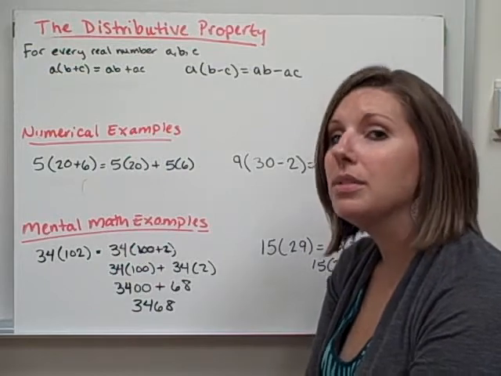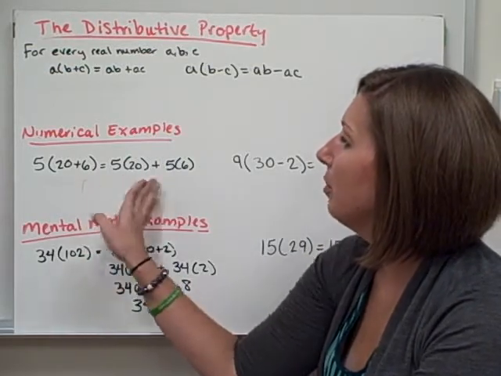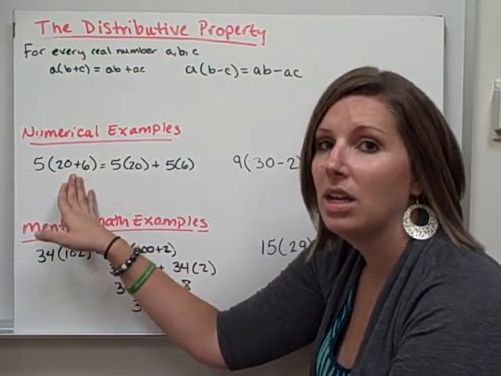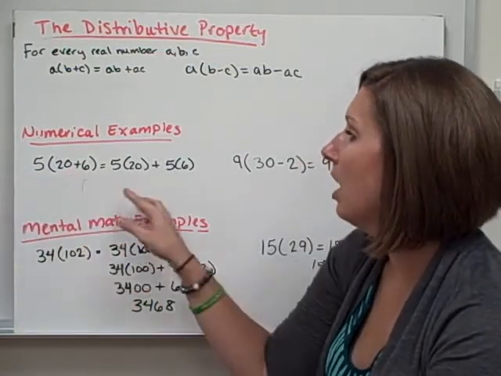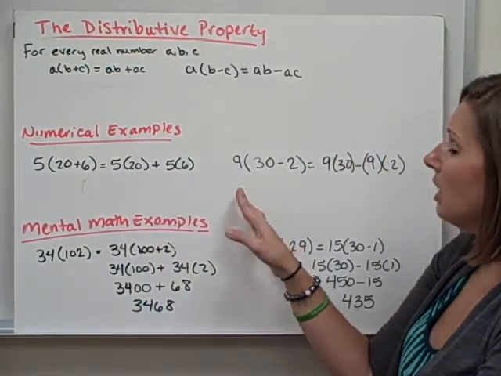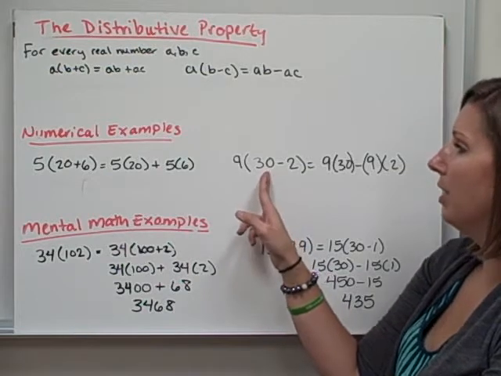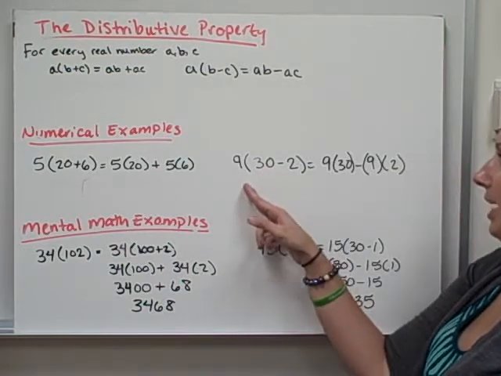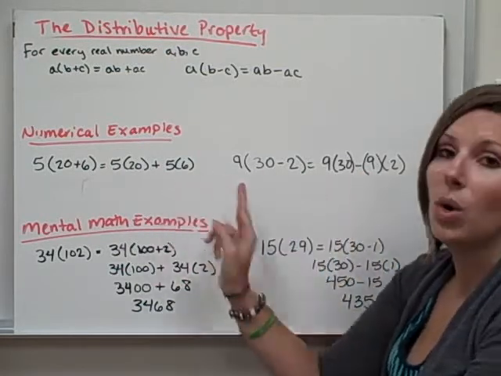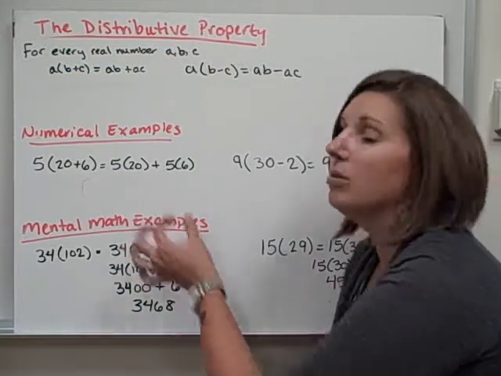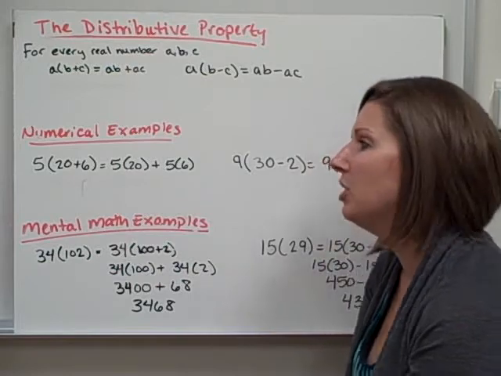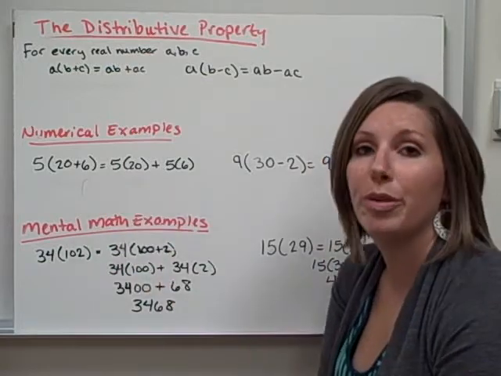Some numerical examples of using the distributive property will be as so. 5 times the quantity of 20 plus 6. Well, that means 5 times 20 plus 5 times 6. I've also got 9 times the quantity of 30 minus 2. Well, that means 9 times 30, take away 9 times 2. That's what it means. We could follow up and actually use order of operations to solve and find the answer, but we're not going to do that today. I just wanted to show you some examples of the distributive property.